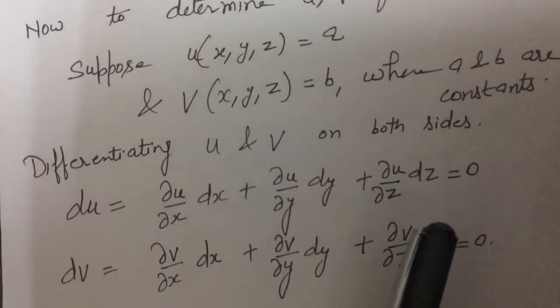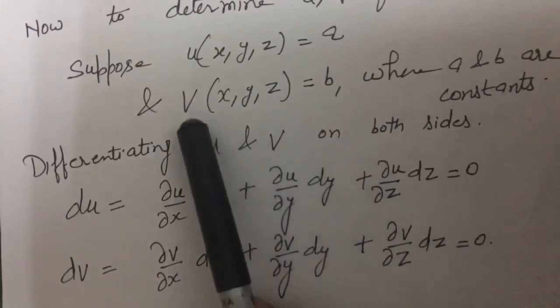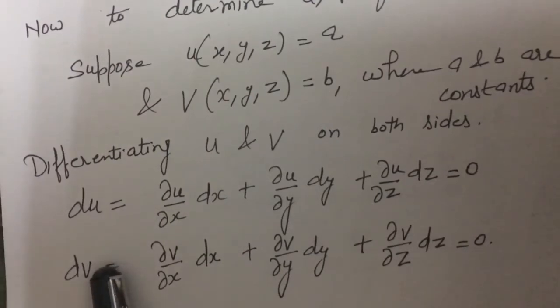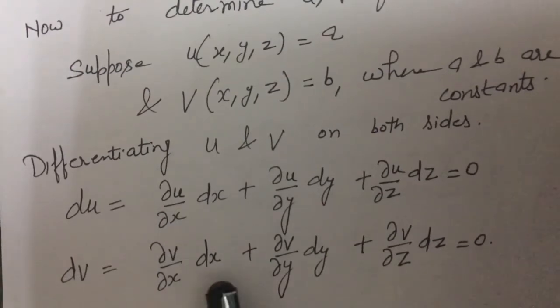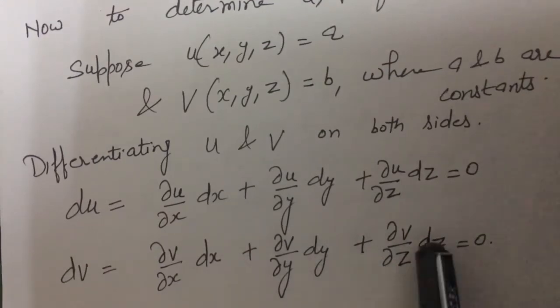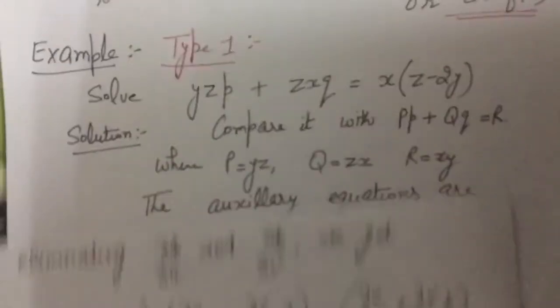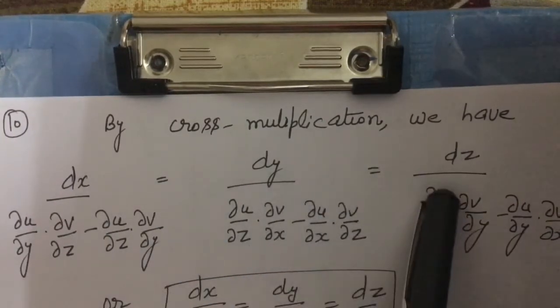Similarly, for the second function v, if we differentiate on both sides by taking the total derivative, dv is equal to 0. By the formula of the total derivative, dv is equal to ∂v/∂x dx plus ∂v/∂y dy plus ∂v/∂z dz, because u and v both are functions of x, y and z. By cross multiplication from these two equations, we can get the values of dx, dy and dz.